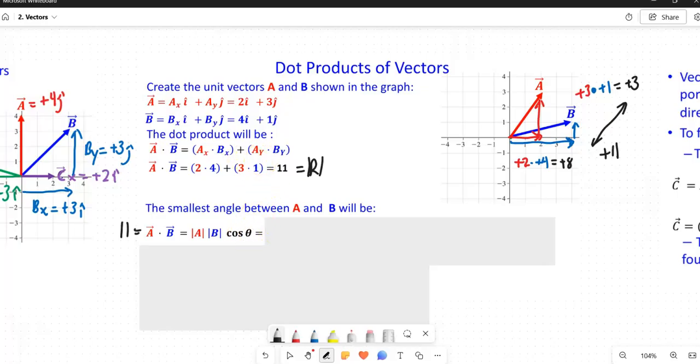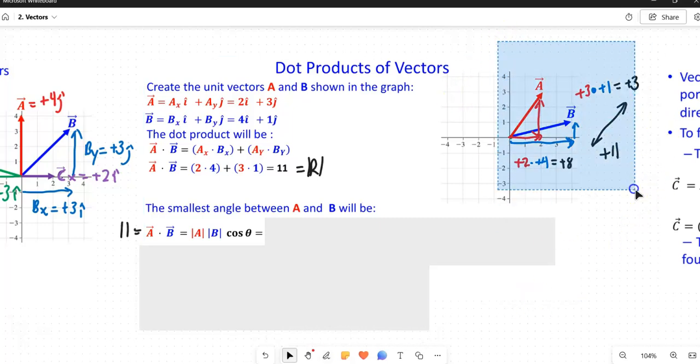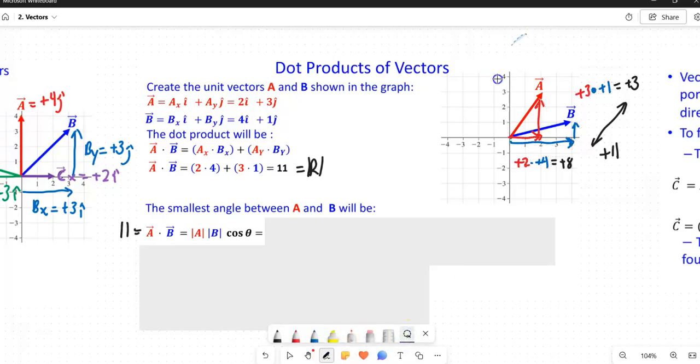So I'm going to erase all of our lovely vector work that we just did. Thank you very much. Just kidding. So I'm going to delete this. So what I'm asking you to do is find out what this angle is in between A and B. What is theta? Right there. Okay? So try this out. Pause the video now.